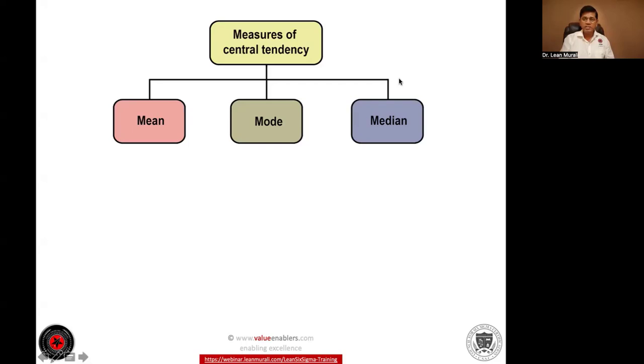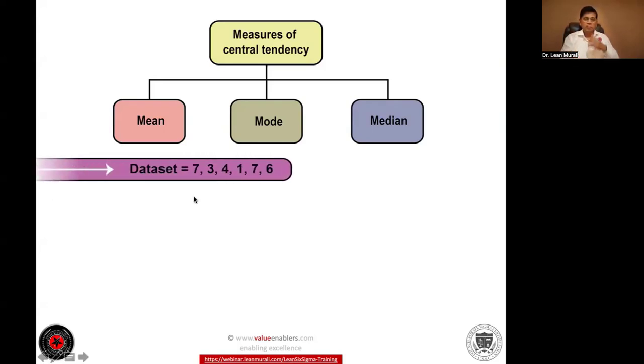The mode is the maximum occurring value. The median is arranging the data in ascending or descending order and finding the middle value. That is median. Mode means you pick what is the maximum occurring value, and that we call a mode. I'll give you an example, don't worry.